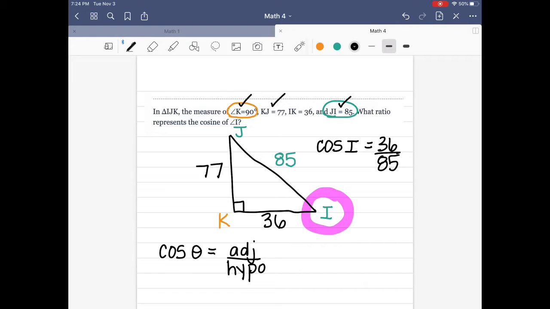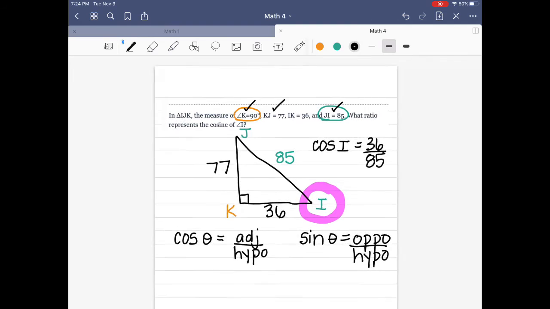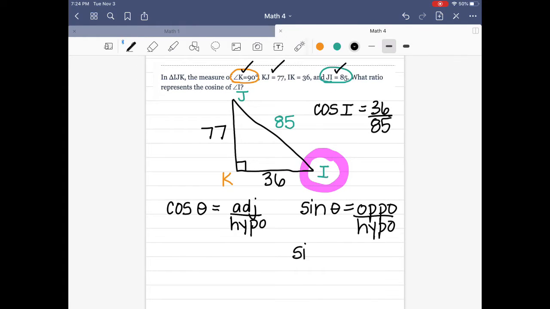Now, let's say they ask for sine. So remember, sine is going to be opposite over the hypotenuse. If we're standing right here at I, the side that's opposite, we're going to go across that triangle. So across the triangle is 77. So opposite of the angle I is 77, and the hypotenuse is still going to be 85. So the sine of angle I is 77 over 85.